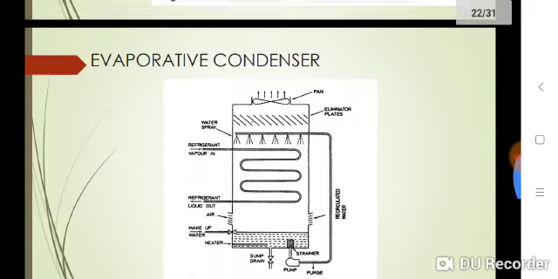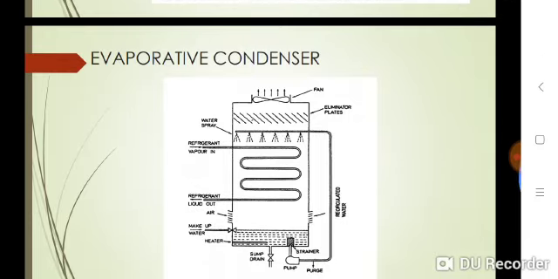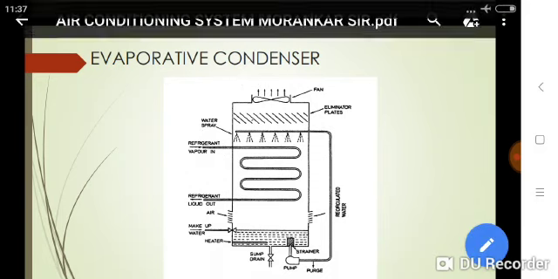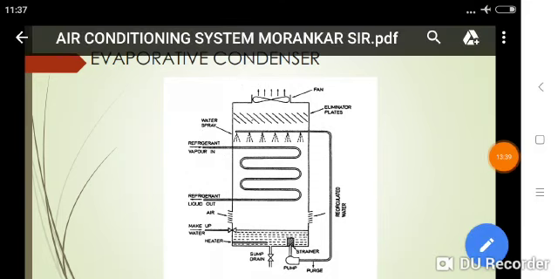Then the evaporative condenser. In the evaporative condenser, the refrigerant vapor enters the coil, and the refrigerant gets out from that coil.